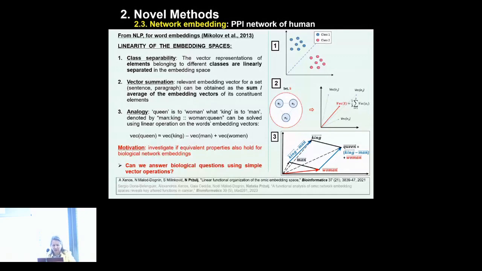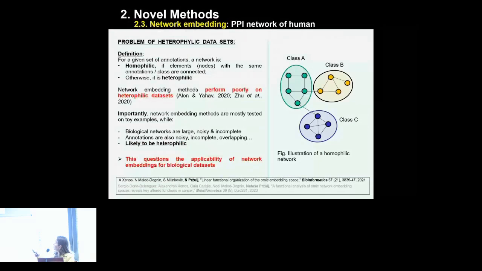Now we have a problem of heterophilic data sets, because networks in biology tend to be heterophilic. What is heterophilic? Homophilic is when nodes belonging to the same class cluster together, they are connected, and heterophilic is otherwise. And it was shown that network embedding methods perform poorly on heterophilic data sets.